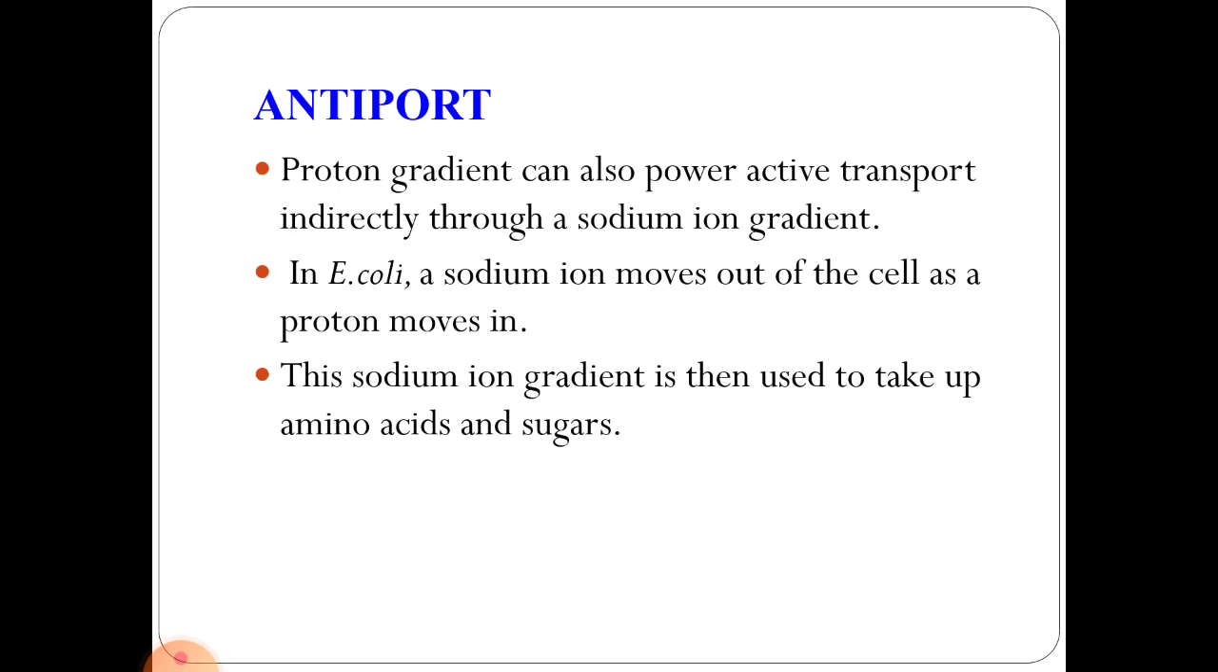The second type of proton gradient is antiport. Antiport can also power active transport indirectly through a sodium ion gradient. In E. coli, a sodium ion moves out of the cell as a proton moves in. This sodium ion gradient is then used to take up amino acids and sugars.